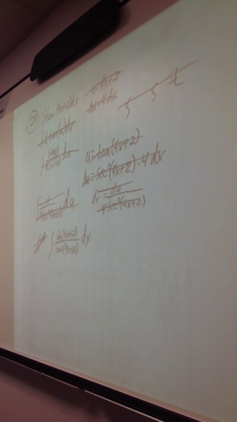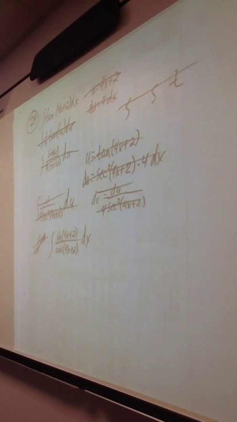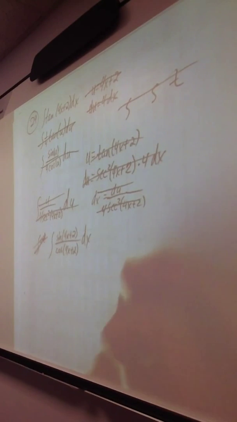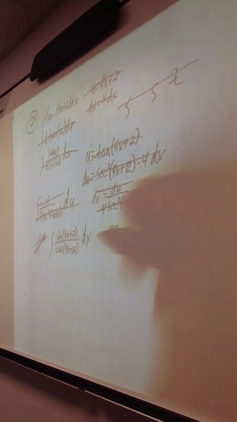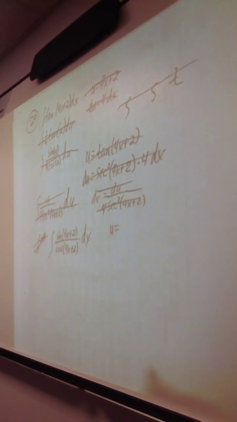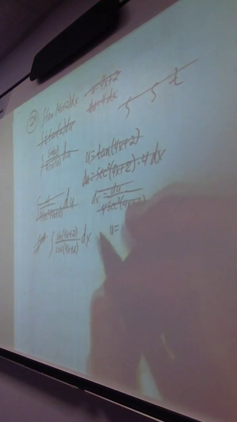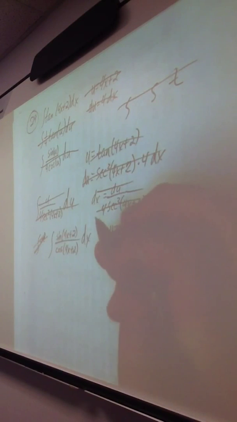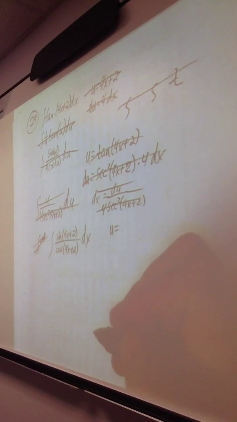Well, you could try a whole bunch of stuff. You want to pick it so that when you get du, some stuff cancels out. So if I let u equal 4x plus 2, then you're stuck with the same thing as before, so it isn't going to work. You've got to think ahead. So I was like, okay, maybe if I let u equal sine of this whole thing, du will be cosine, right?